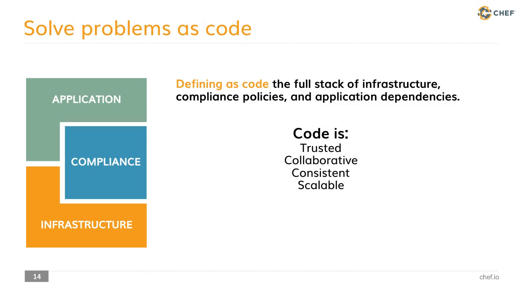So how do we start to fix this stuff? So first, let's apply that DevOps principle I introduced a couple slides ago. Let's solve this problem as code. This is how high-performing IT organizations have solved their problems. This is how, like, the Facebooks of the world are able to have that massive scale they have. So define it as code. Code is trusted, collaborative, consistent. It really gives you a lot of attributes that you can't get with these older practices.